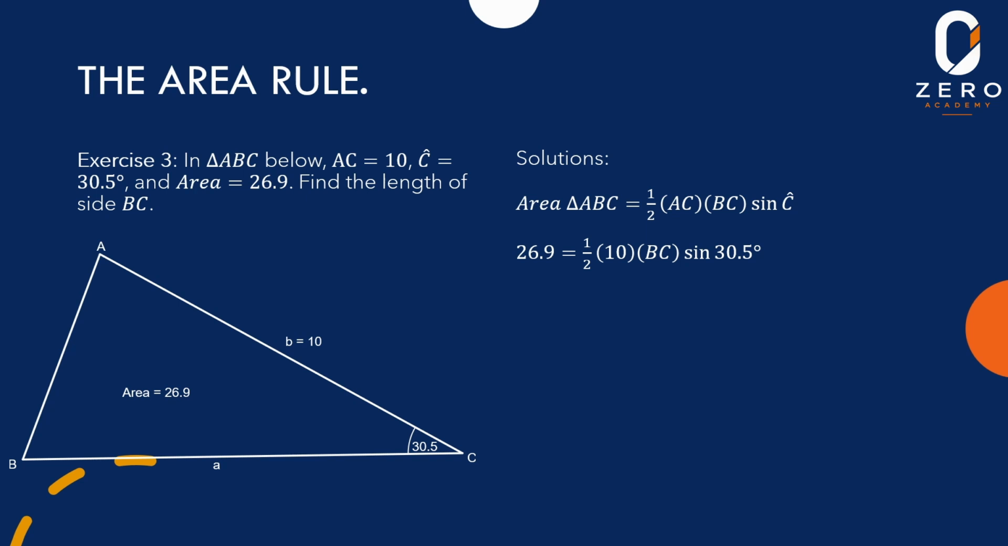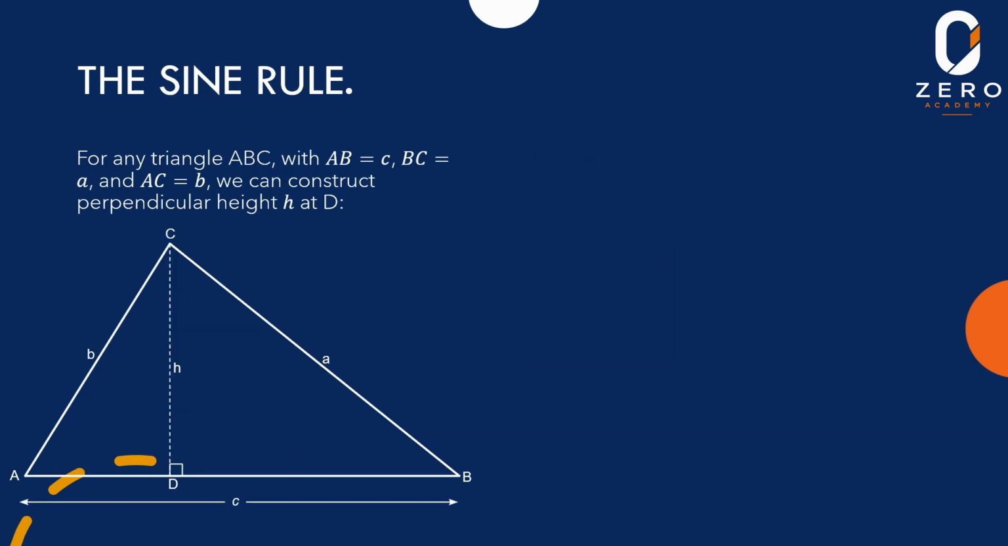And simplifying that a little bit further, I will have 26.9 is equal to 5 multiplied by BC multiplied by sine of 30.5 degrees. And again, simplifying a little bit further, I will have BC is equal to 26.9 divided by 5 multiplied by sine of 30.5 degrees, and that will give me the side of length 10.6, and hence BC is equal to 10.6. Now let's move on to the sine rule.